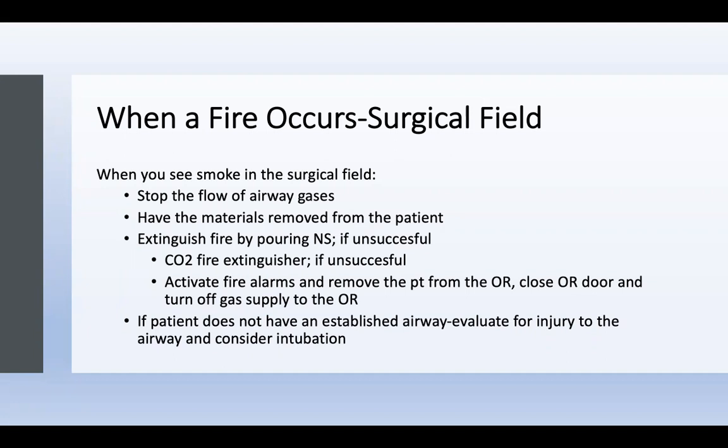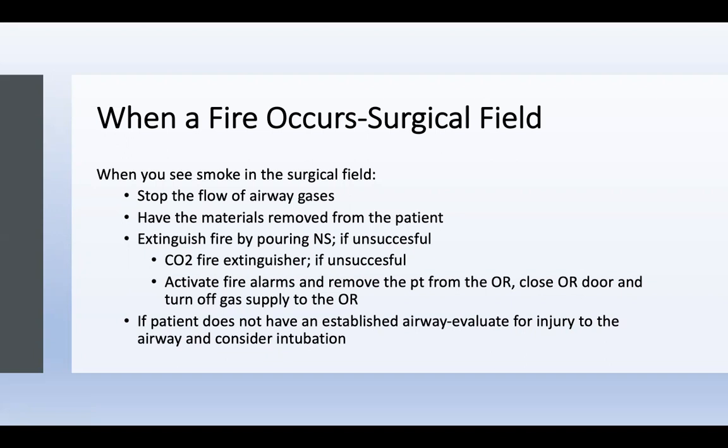The first thing you want to do is stop the flow of airway gases, have the materials removed from the patient, extinguish the fire by pouring normal saline. If that is not successful, you want to move on to a CO2 fire extinguisher. If that's not successful, you want to activate fire alarms, remove the patient from the operating room, close the operating room door, turn off the gas supply to the operating room.